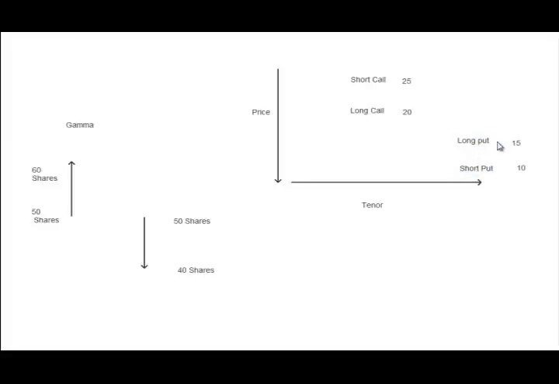A long put will become less positive gamma and vega and more short gamma and vega as the market goes lower. Strike map risk requires the risk manager to look at all the strikes within a portfolio to understand the relative risks as the markets begin to move.